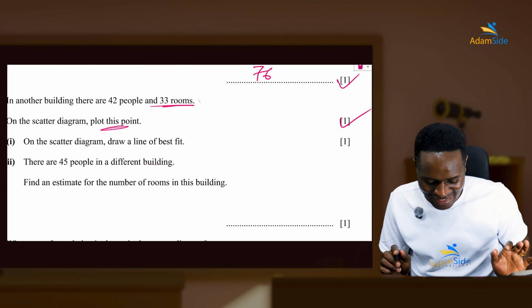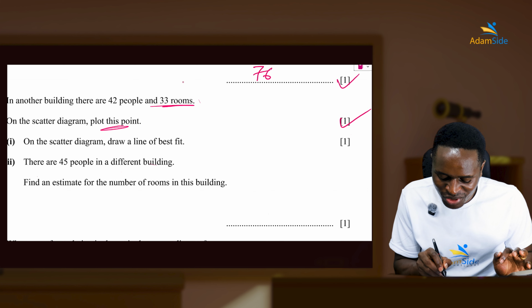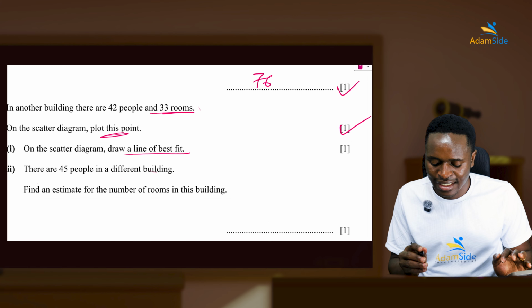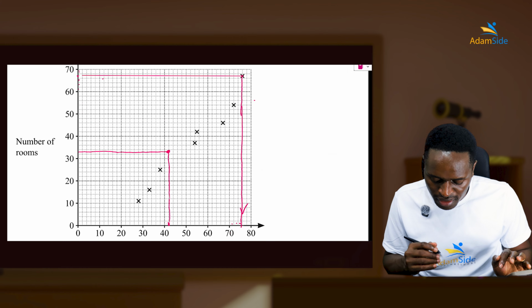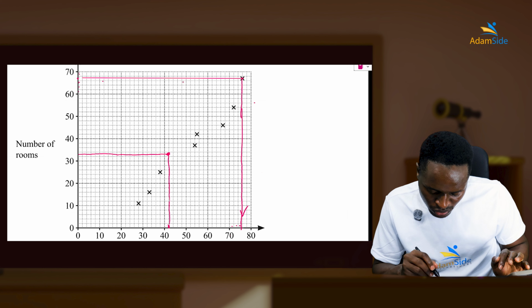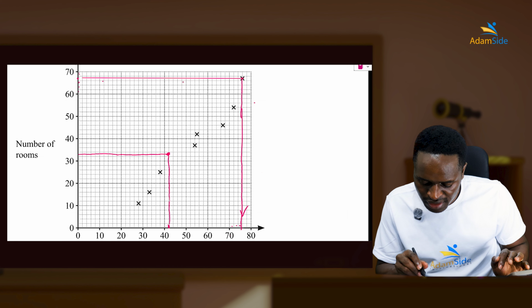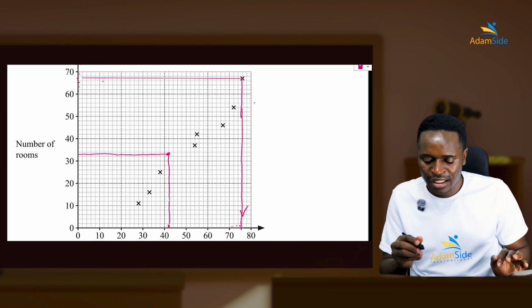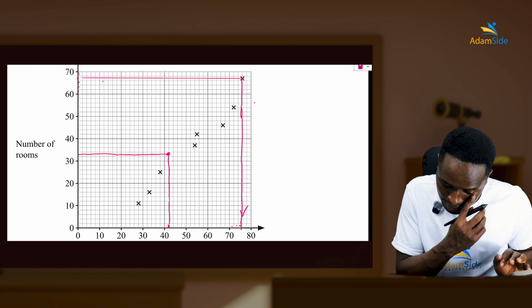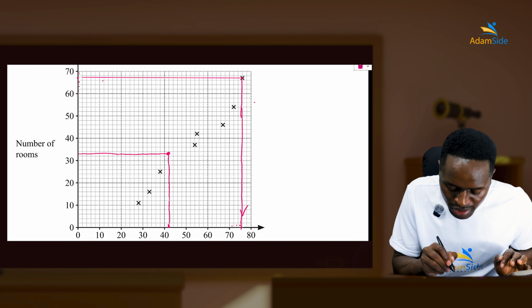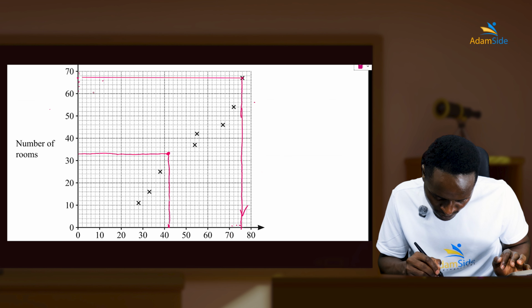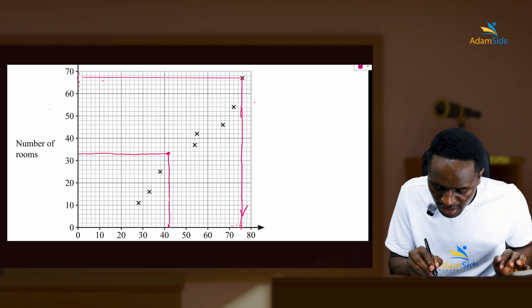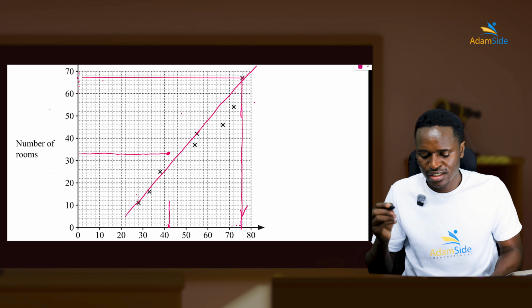We have 2 marks. And then on the scatter diagram, draw a line of best fit. What's a line of best fit? It's a line that contains the maximum number of points, a line that is even. So we look here, how many points do we have? 1, 2, 3, 4, 5, 6, 7, 8. So a line of best fit should be a line that contains the maximum number of points. When you draw it here, it's easy because it's not a big issue. So that's a line of best fit.